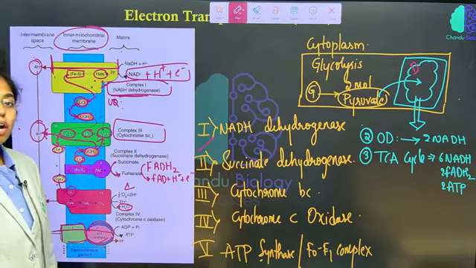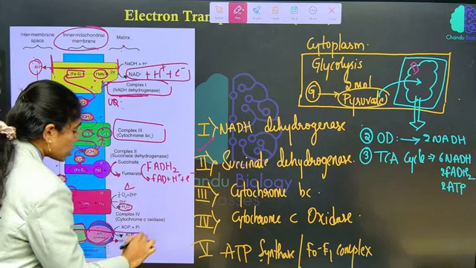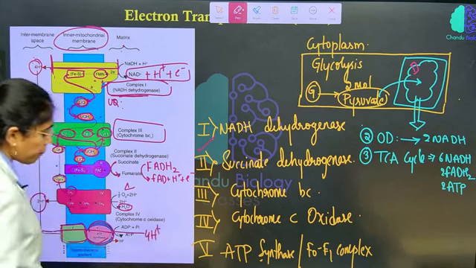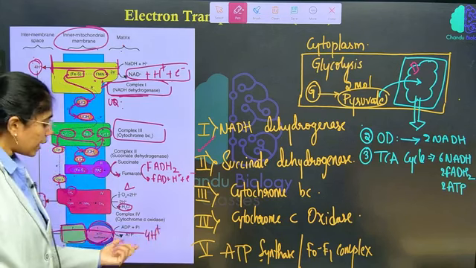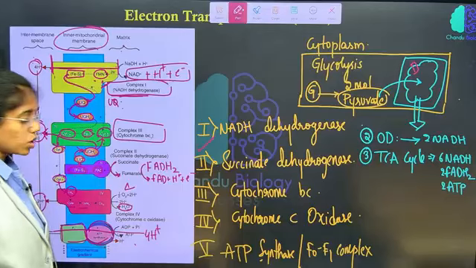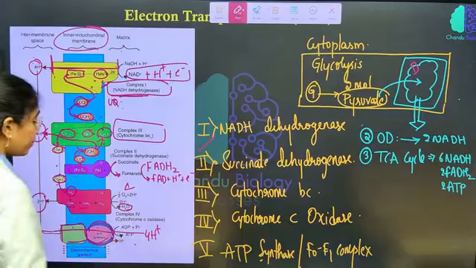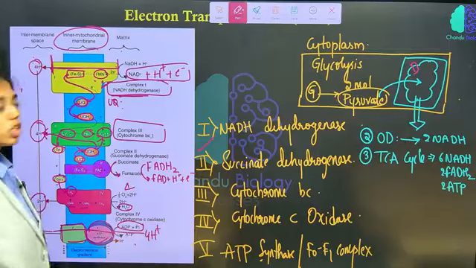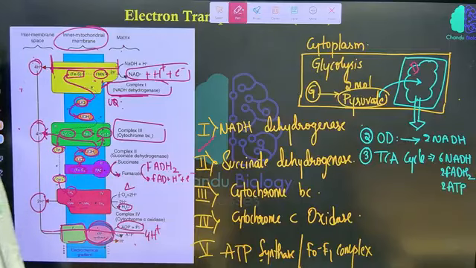So, from intermembrane space to mitochondrial matrix, the protons are pumped. For the formation of 1 ATP, 4 protons are required. So, 4 protons are pumped in a run and 1 ATP molecule will be synthesized by phosphorylating the ADP and inorganic phosphate which is present in the mitochondrial matrix.